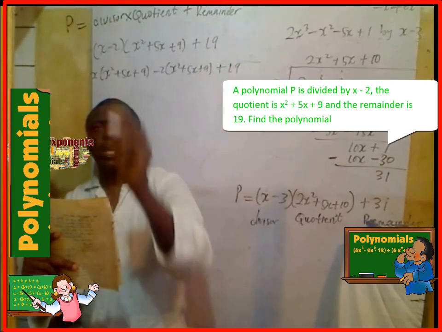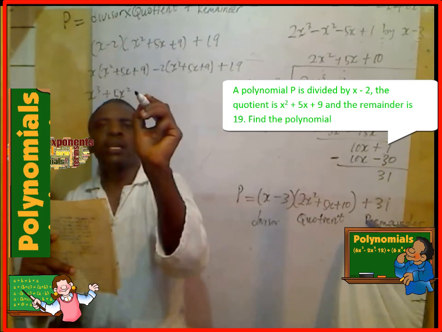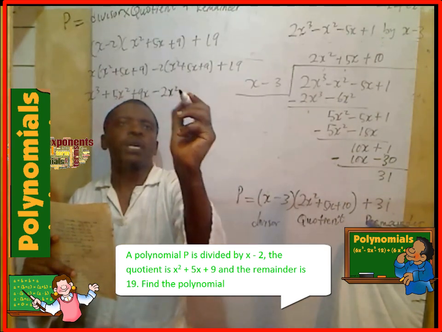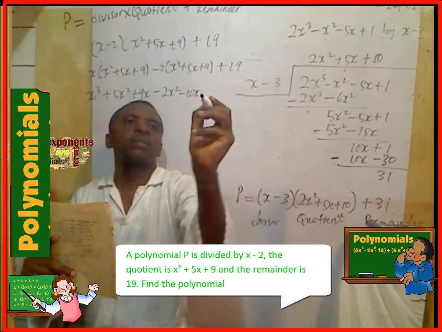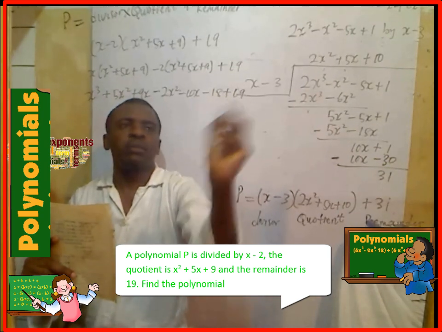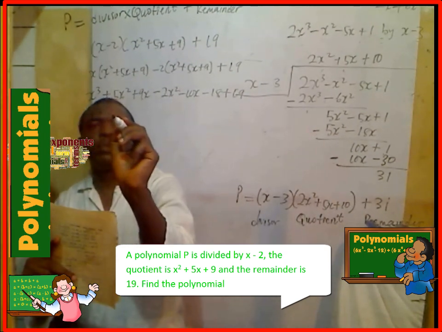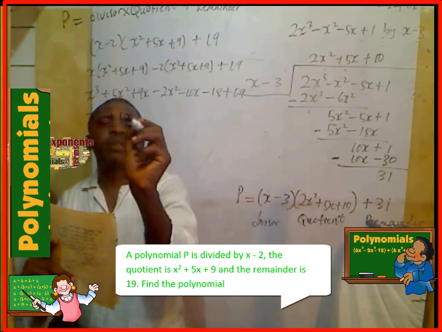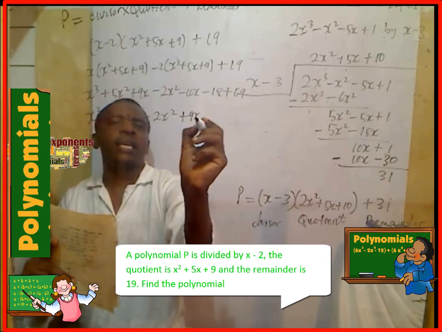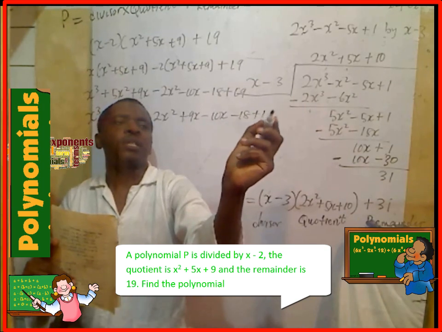Let's open this out. We have x cubed plus 5x squared plus 9x minus 2x squared minus 10x minus 18 plus 19. Now I bring like terms together. x cubed plus 5x squared minus 2x squared plus 9x minus 10x minus 18 plus 19.